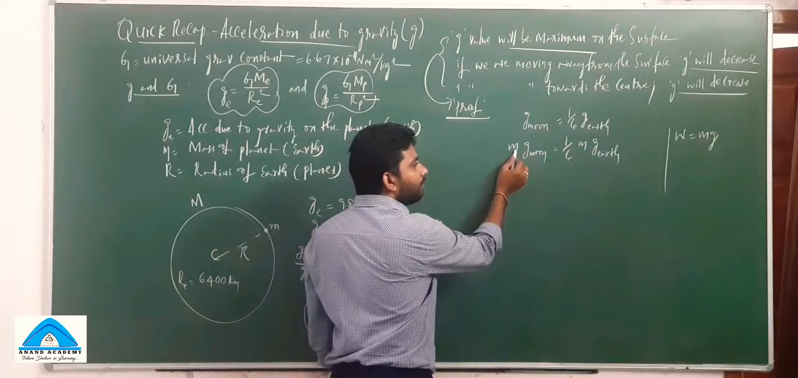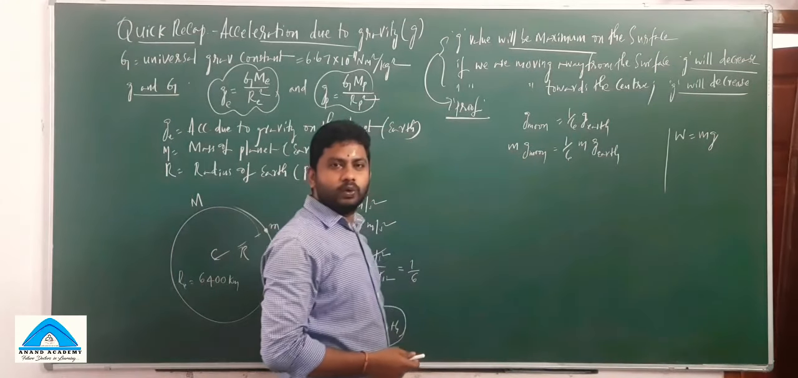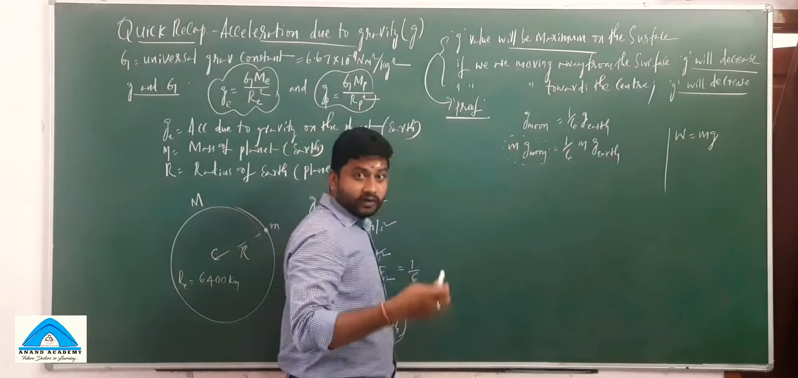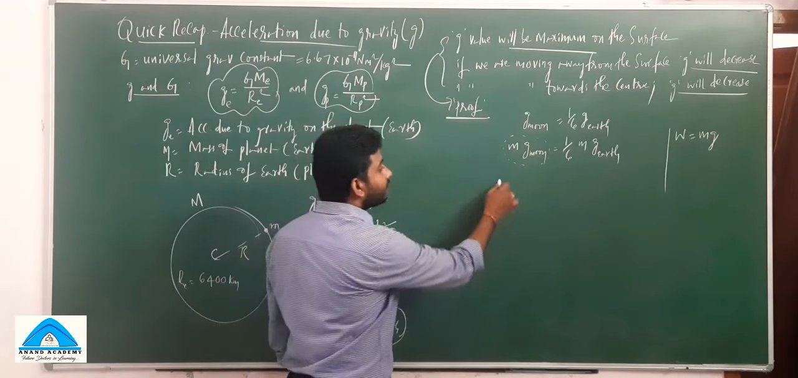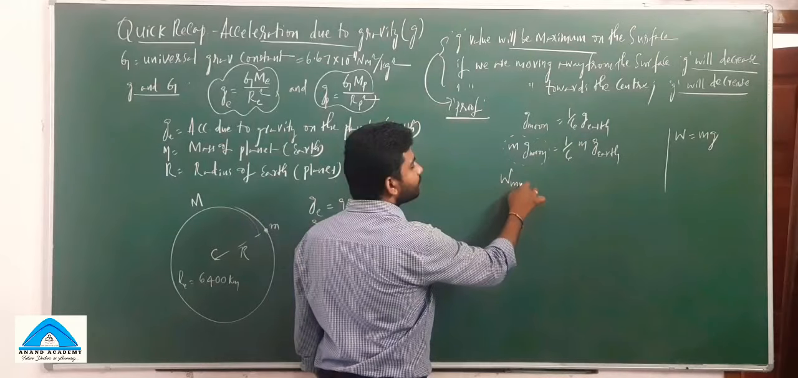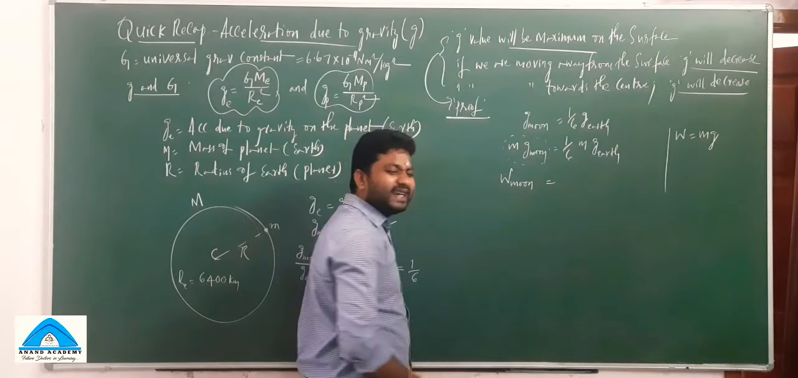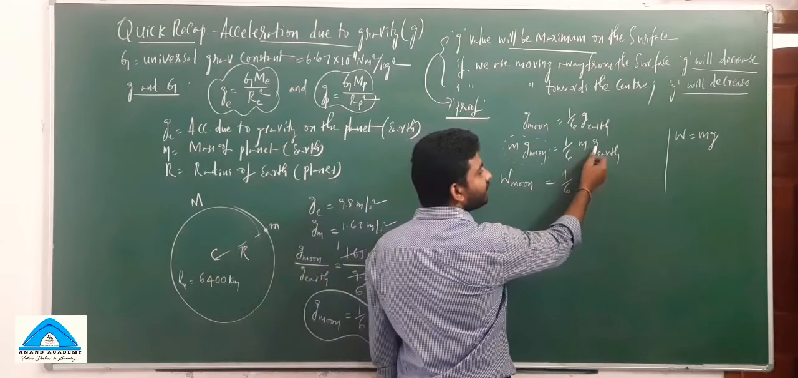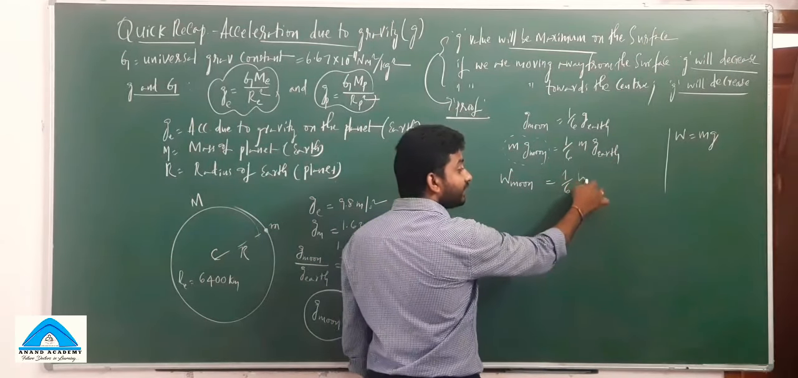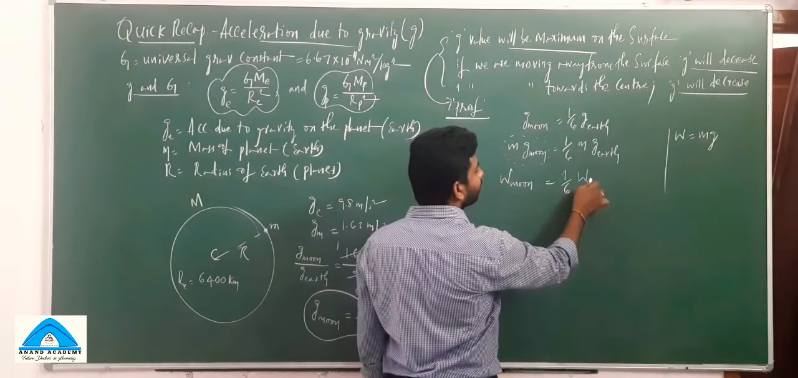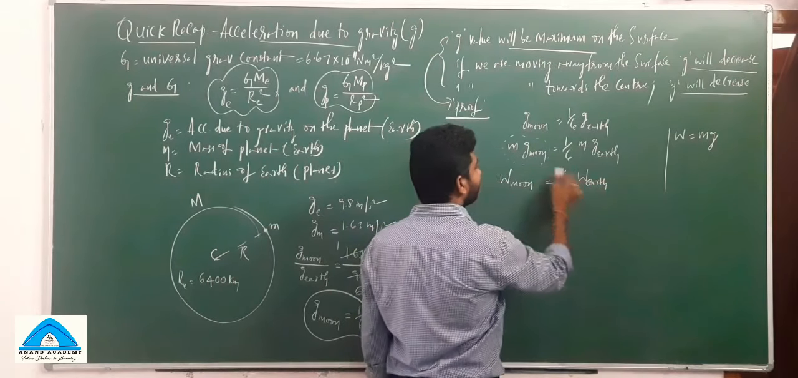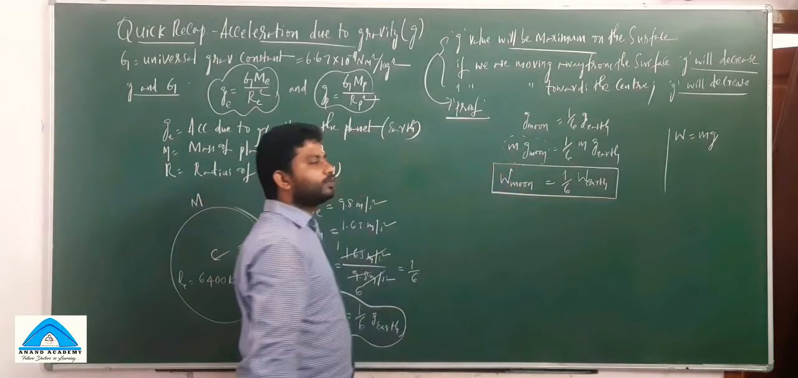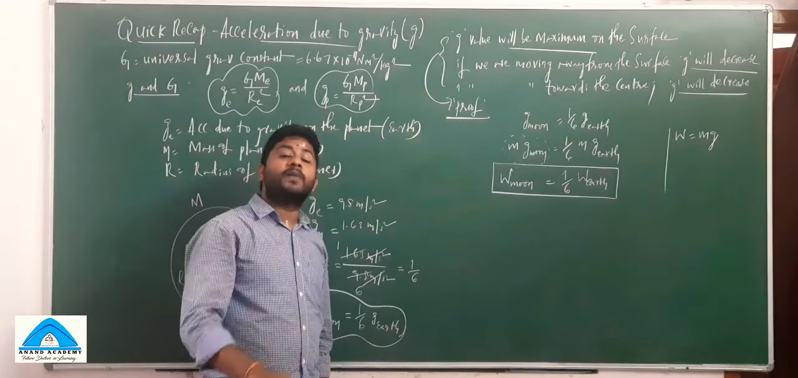Now come back here. What is small m into g of the moon? Can I say that it is the weight of the object on the moon surface? Weight is equal to m into g, right? So I can write this as the weight of the object on the moon surface, which is equal to 1 by 6 times of, can I say this is the weight of the object on the earth surface? Definitely yes. So the weight of the object on the earth surface. That's it. So this is the relation you get between the weight of the object on the earth surface and on the moon surface.